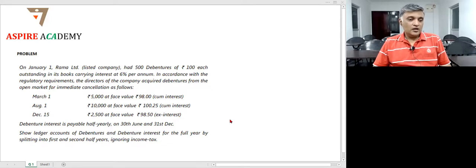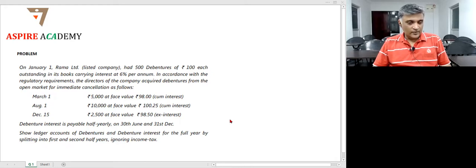So this is a redemption by purchasing in the open market. They are purchasing in the open market and cancelling it immediately. March 1st, rupees 5,000 of face value at 98 cum interest. August 1st, rupees 10,000 worth of debentures at face value 100.25 cum interest. December 15th, rupees 2,500 face value at 98.5 ex interest.